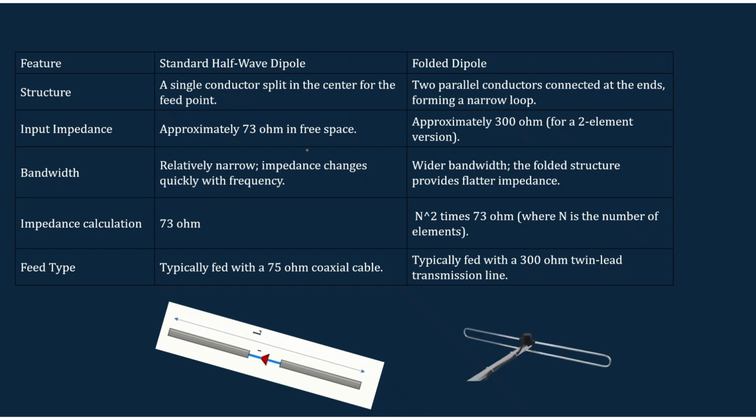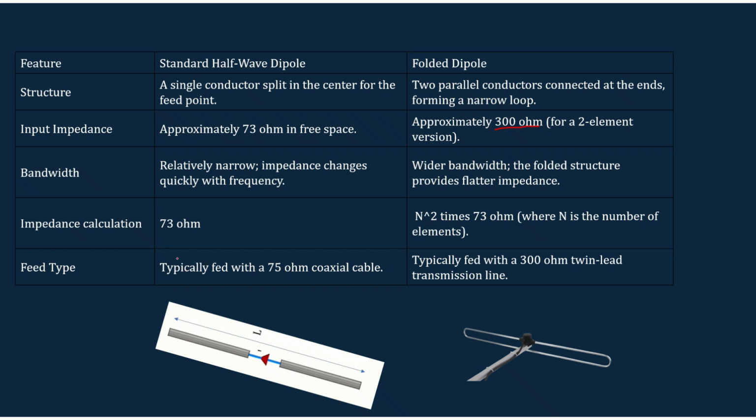In case of the half wave dipole antenna, you can see that it is a single conductor which has a split in between for the feeding. In case of the folded dipole, it actually consists of two dipoles which are separated by a narrow loop, and it has a feed in between on one section. And in this case, the total input impedance is 73 ohm for the half wave dipole, while for the folded dipole with two elements the impedance is 300 ohm. And the bandwidth of this folded dipole is a little bit wider as compared to the dipole antenna.